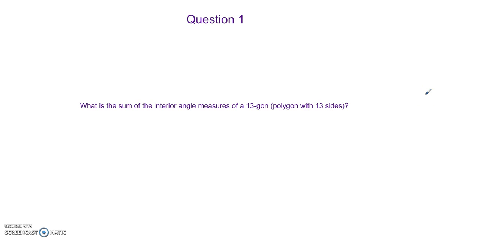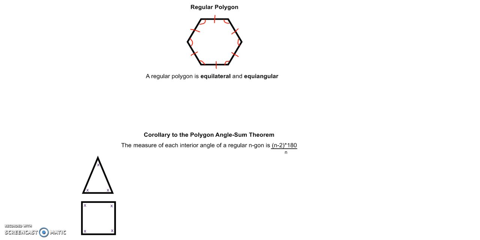So this leads us into your first question for tonight. What is the sum of the interior angle measures of a 13-gon, polygon with 13 sides? So what is the sum of all the interior angles added together of a 13-gon? All right, remember again that I will be answering the questions in class tomorrow and not on the video anymore.